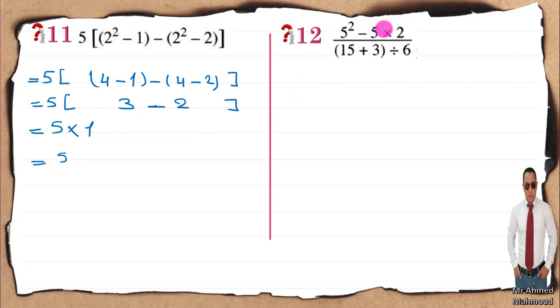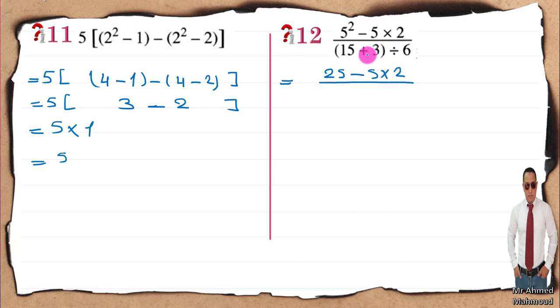Now we have up and down. So I'm going to evaluate up together and down together, parallel to each other. What does it mean, Mr. Ahmed? It means by looking to the numerator. The numerator included power, minus, and times. So I'm going to start with the power. Power here 5 power of 2 equals 25. Okay? Minus 5 times 2.